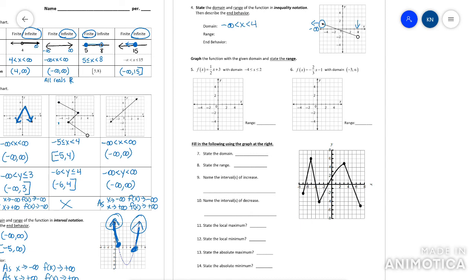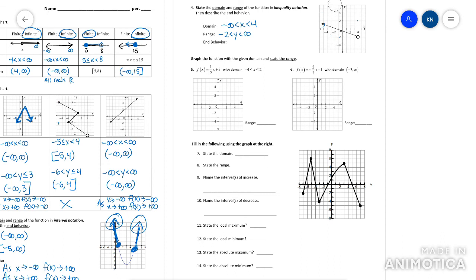The range is how low it goes, how high it goes. So how low it goes would be this point right here. That's at -2. How high it goes, this arrow means it's going to go up forever to +infinity. So my range here would be -2 is less than y, which is less than +infinity.